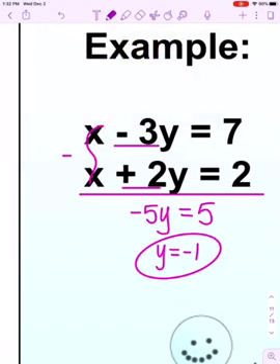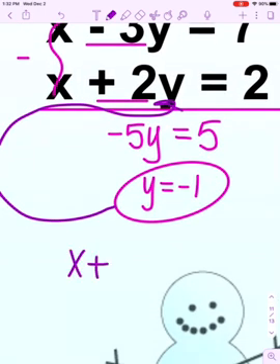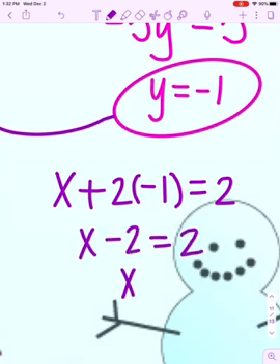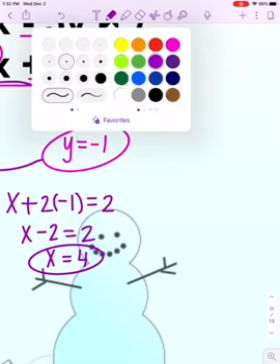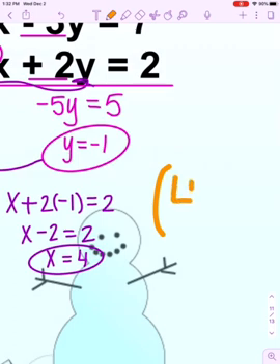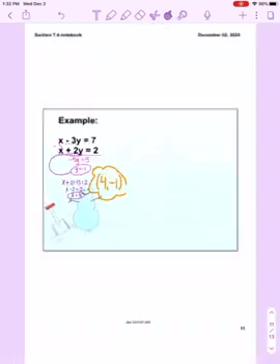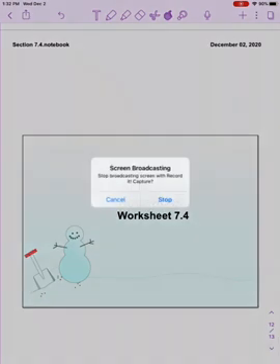And then you just pick whichever one you want to plug it back into. I'm going to do the second one. It doesn't matter. We now know y is negative 1, so x plus 2 times negative 1 equals 2. 2 times negative 1 is negative 2. To move it over, we're going to add it. 2 plus 2 is 4, so x is 4. There we have both the x and the y. So our final answer is (4, negative 1). And that gives us the point where the lines intersect, and you can check it in Desmos. You can go ahead and do this one on your own, and then your 7-4 worksheet.